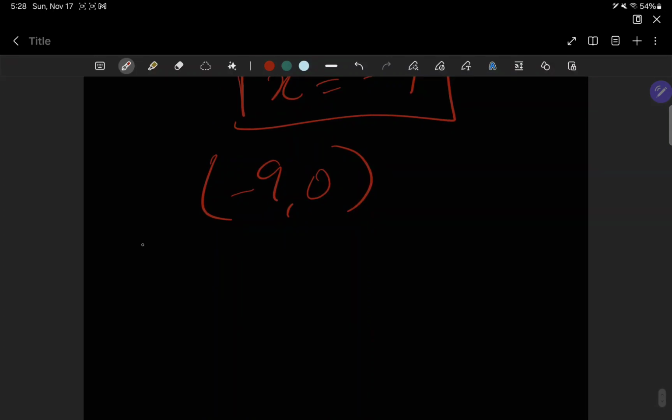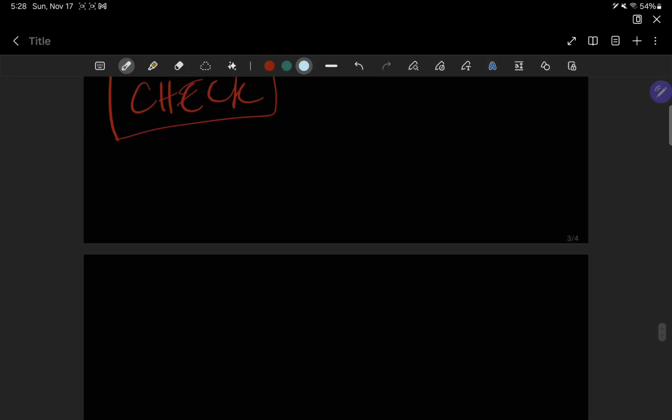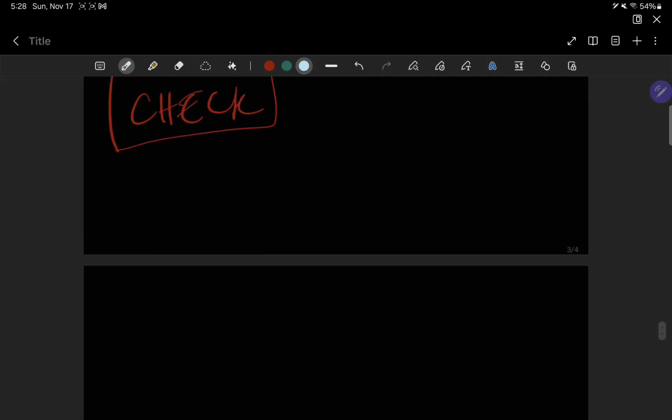Let's check. We're going to always check our work. And that's the beauty of linear equations. You can always check your work. Again, pick any equation to check your answer. 1, 2, 3. It should all work out. So let's take equation 1 just for the fun of it to check our work.